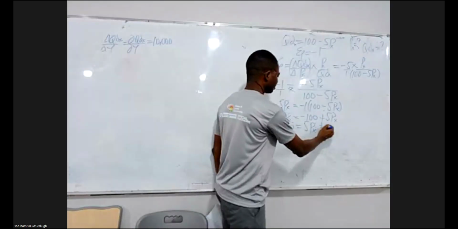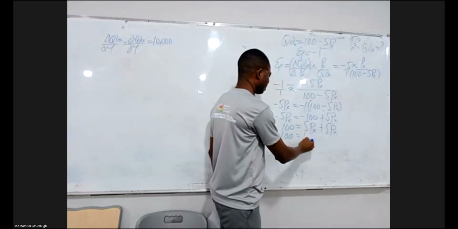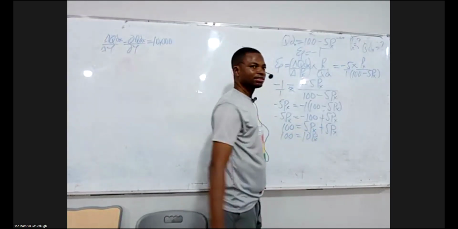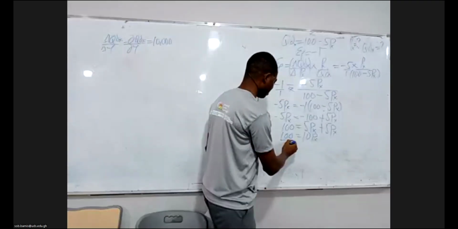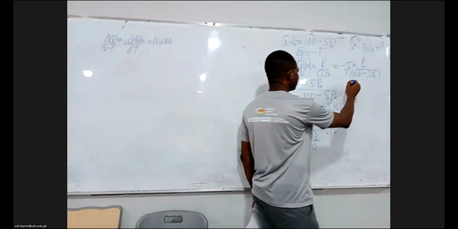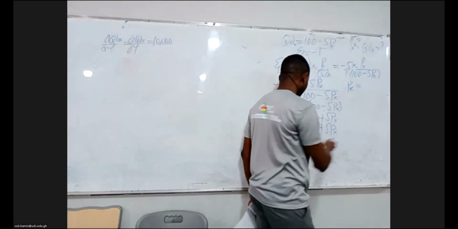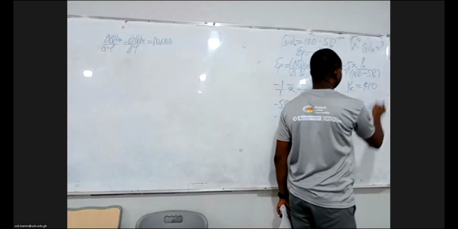plus 5px. 100 equals 10px. To find px, divide here by 10, here by 10. Our px will be equal to 100 divided by 10. And that gives us what? 10 Ghana cedis.